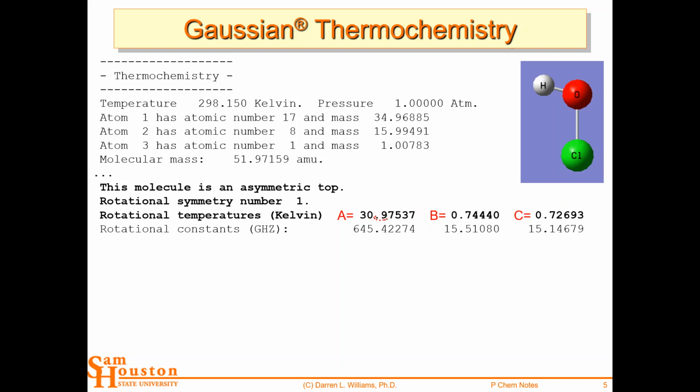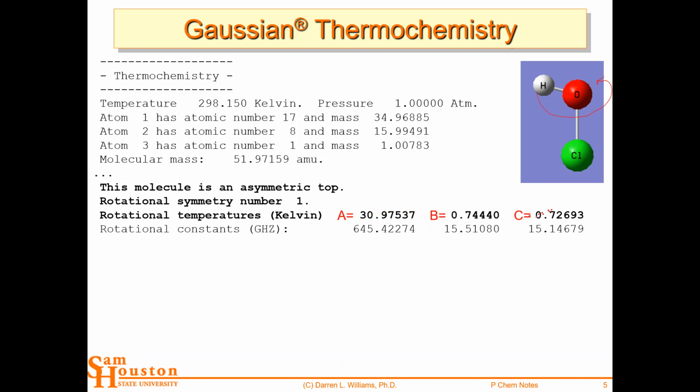And so this 31, that's the largest one. That's this hydrogen spinning around the molecule. So this hydrogen spinning around this way is the lightest mass. And so that's going to be the largest rotational constant because the mass is in the denominator, so the rotational constant would be big for that hydrogen spinning around the molecule. And so that particular motion has this rotational temperature of 31 Kelvin.